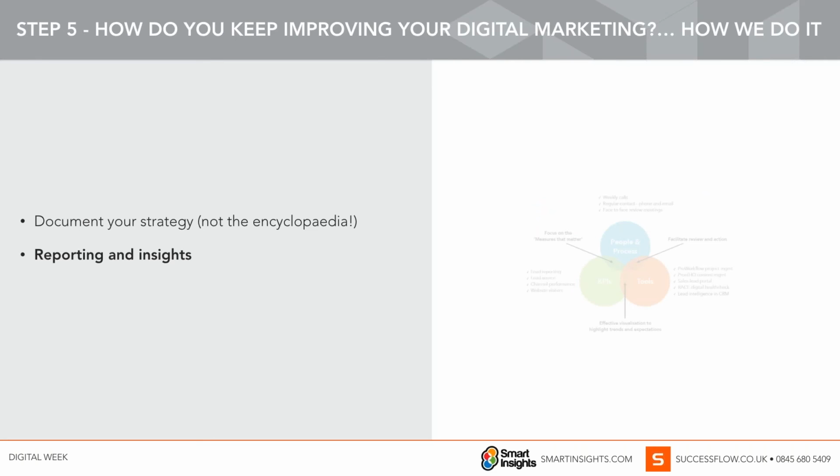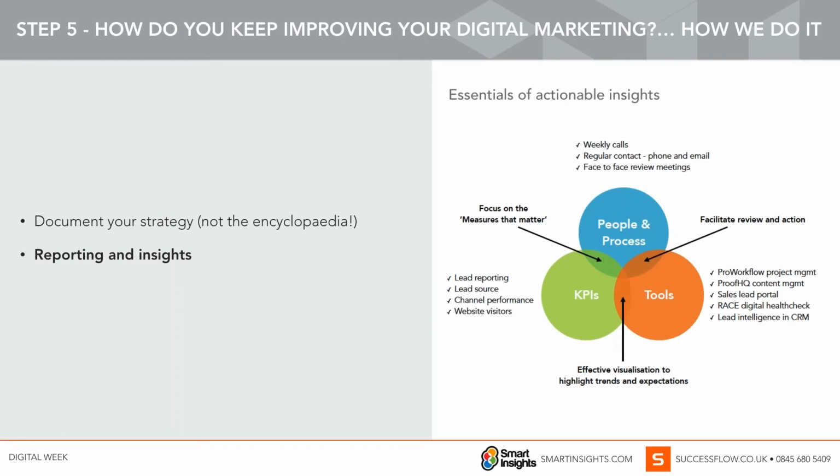And then reporting and insights. Everything should have a report on where we're tracking, such as the email opens, the data that's coming out of it. But that's just giving you numbers. What you really need to be able to do is turn those numbers into insights. What do those numbers mean? What are they doing?